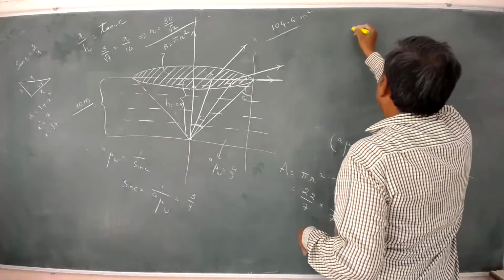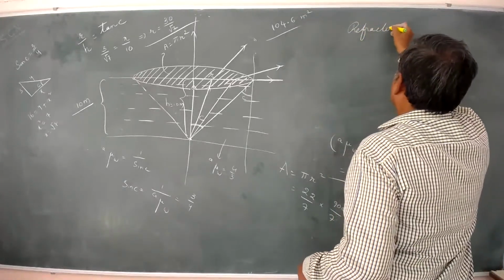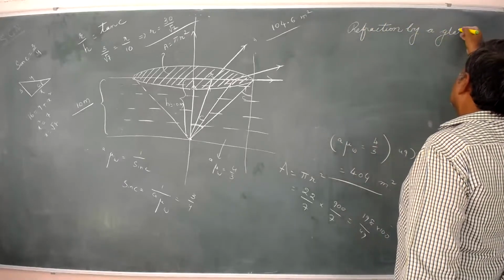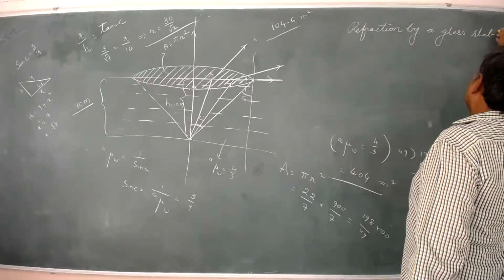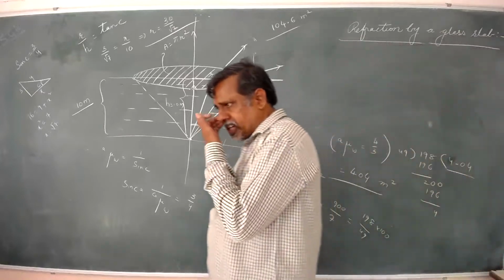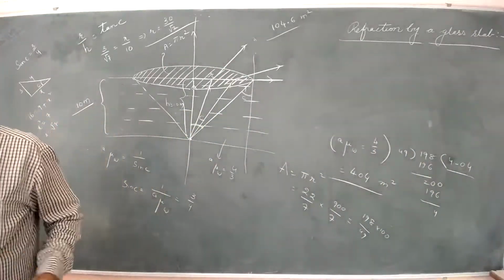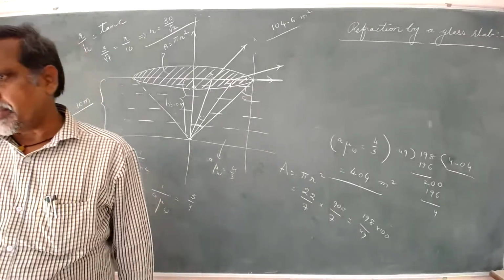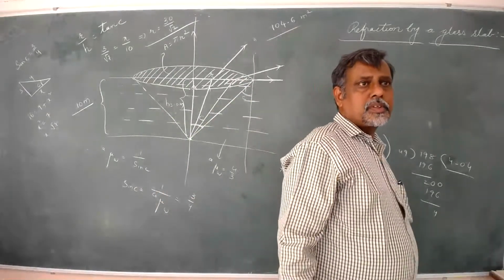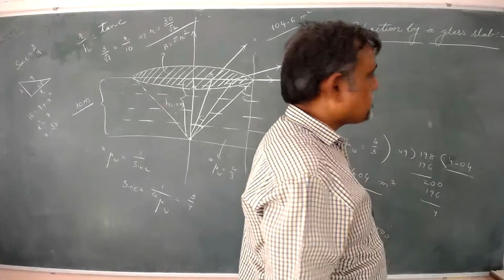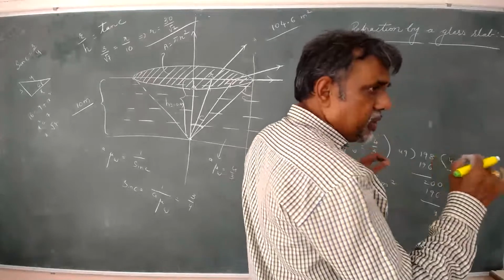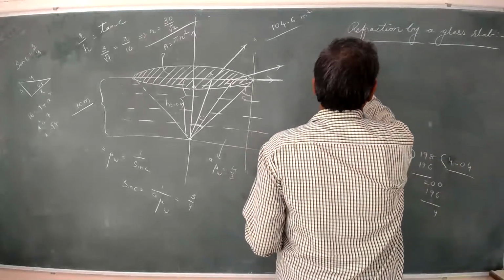Refraction by a glass slab. Okay, so what do you mean by refraction that takes place through a glass slab? Okay, so look at this. The actual 3D view of the glass slab can be shown like this.